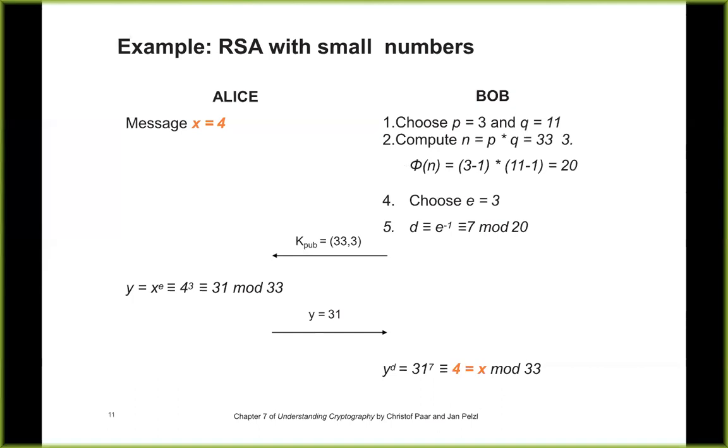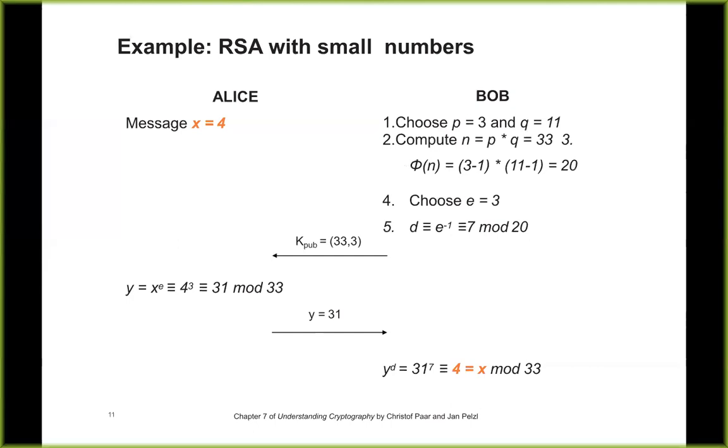The public key is N and E, so it's 33 and 3, and all Alice has to do is take her message to the E mod N. So take her message to the 3 mod 33, and that gives her 31. And at this end, what Bob has to do is take this message to the D mod N. So they decrypt it by taking it to the 7th, and that's going to get it back to the original message. Because there is no division, the way you undo multiplication is by multiplying by the inverse.